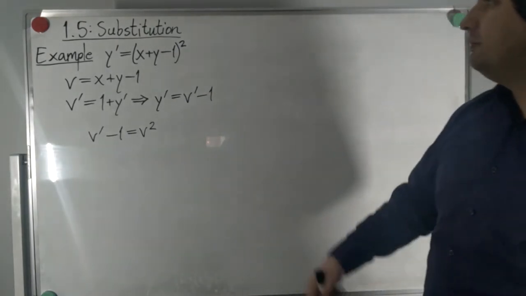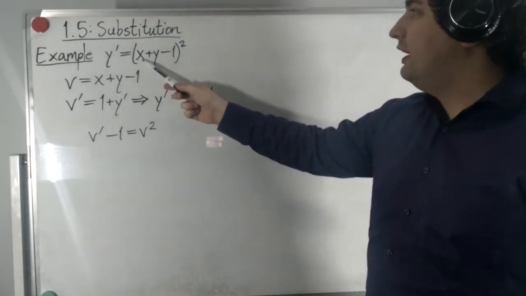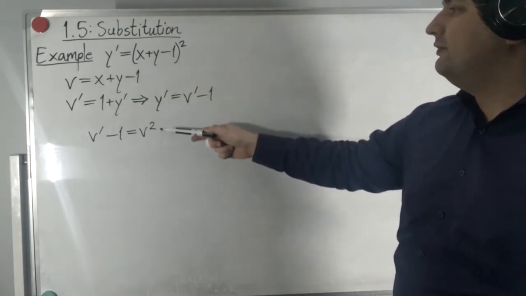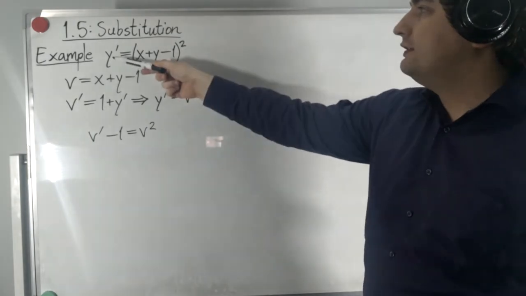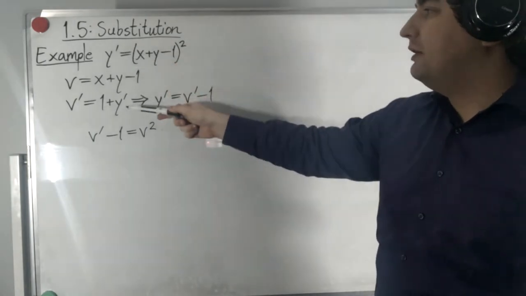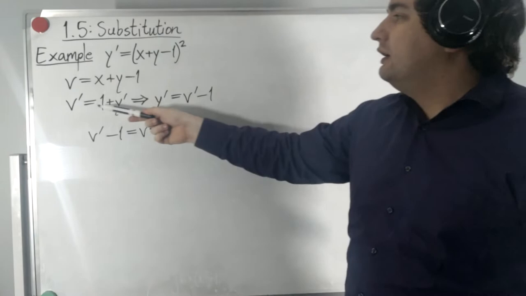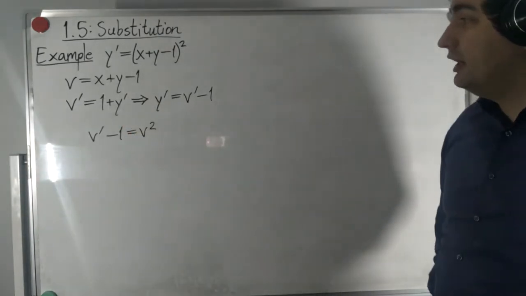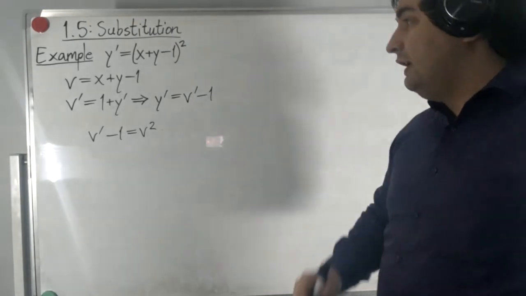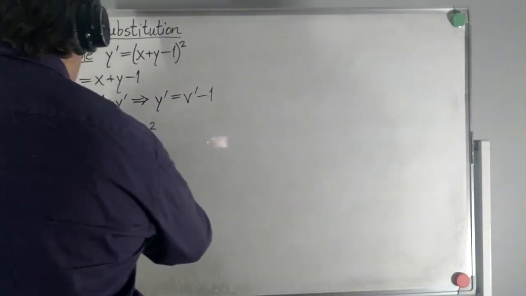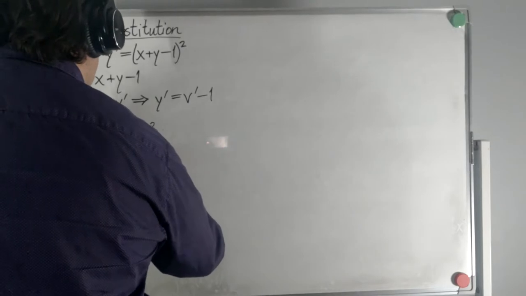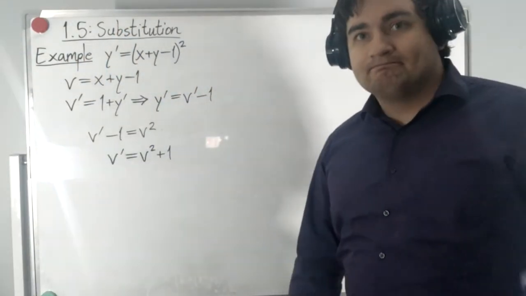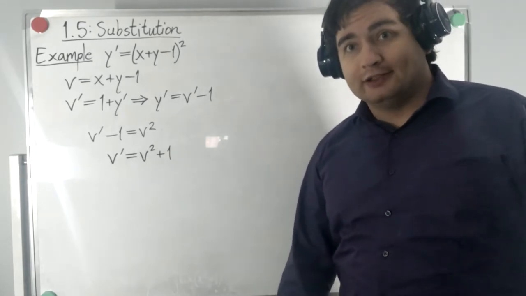Okay, so just to reiterate, we're renaming x plus y minus 1 as v. That means this right-hand side becomes v squared. The left-hand side, y prime, can be figured out by taking the derivative of v with respect to x. But in any case, now we're dealing with the differential equation v prime equals v squared plus 1. And that can be solved pretty easily, right?